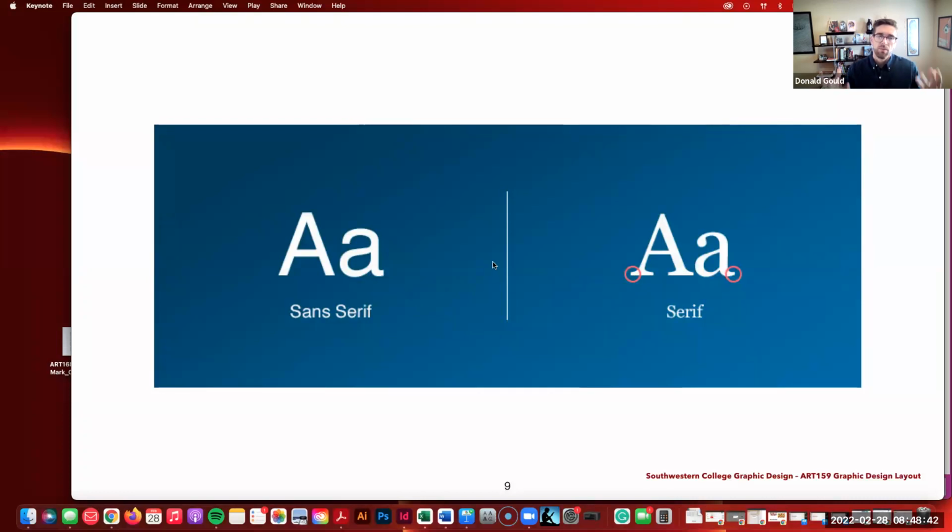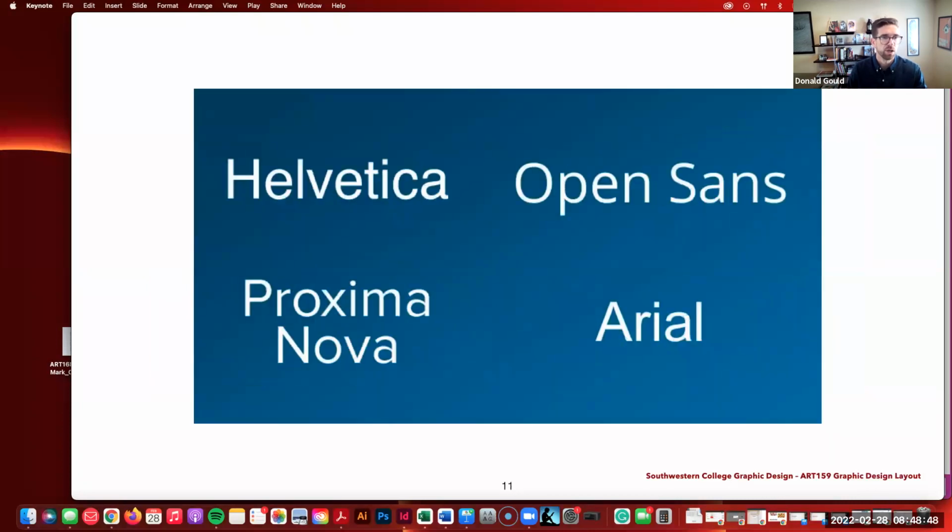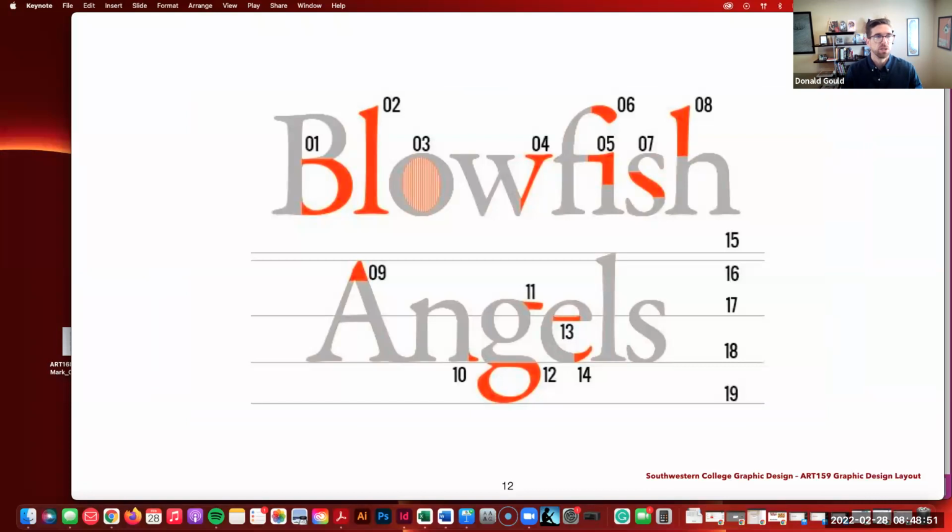And there are multiple subcategories and variations within those different styles. We're actually going to look at those in the next lecture here, but those two big differences are something that should be very obvious in the beginning.